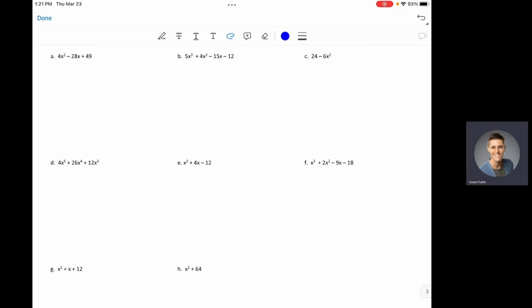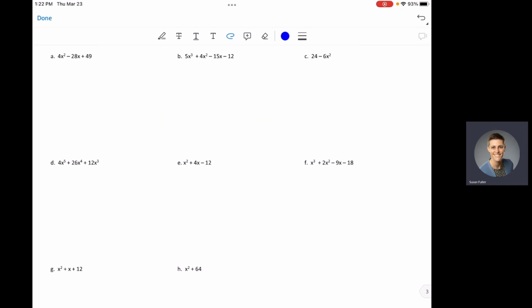All right, y'all, let's work on factoring these guys. So we're going to start with part A here. Again, our first line of defense is always going to be to look to factor out a common factor. So does anything divide 4, 28, and 49 all at the same time? Nope, nothing other than 1. So we can't factor any greatest common factor out. And so we're going to have to figure out what to do next.